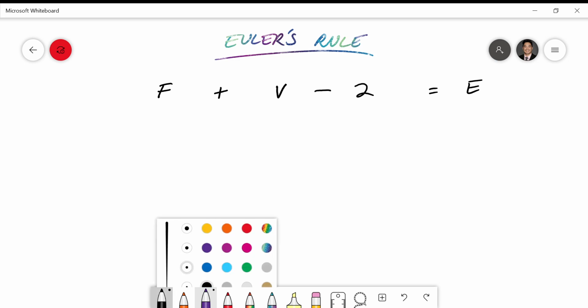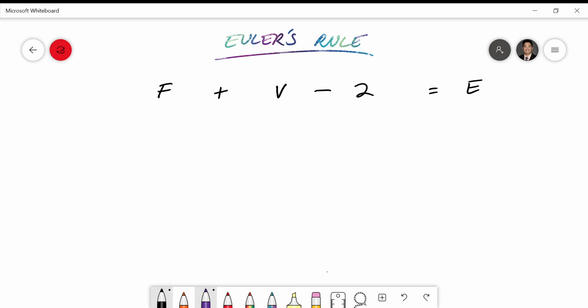Hi guys, in this video I want to introduce you to Euler's Rule. Euler's Rule is about working out faces, vertices, which are corners, and edges within a 3D object. You can work out how many edges there are in a 3D object, or how many vertices or corners, or the number of faces, based on being given the other two pieces of information.